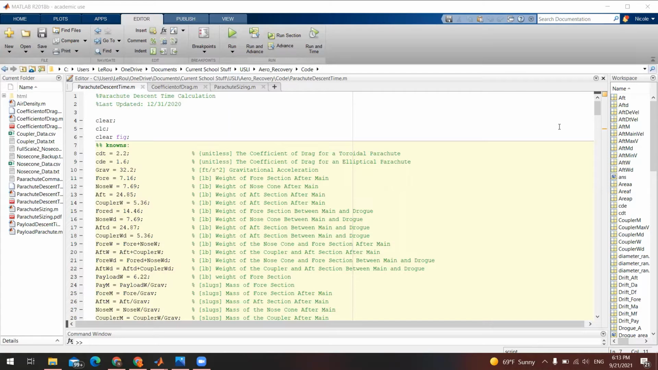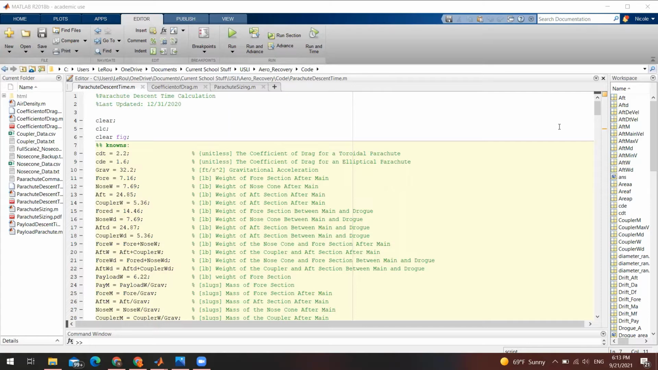So like I said, this is Matlab. Matlab is coded in C. It's relatively similar to Python, but it's a little complicated. So if you are new to Matlab, I would suggest checking out some tutorials and doing some more basic coding before you jump into this code, because it's relatively complicated.